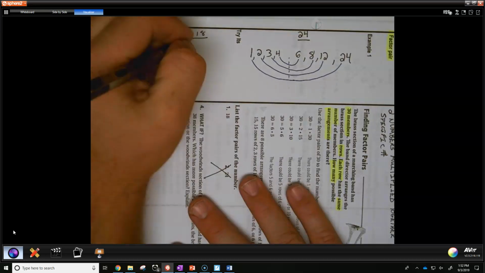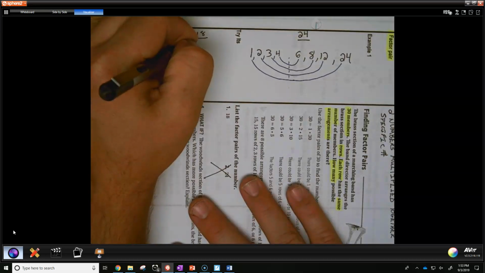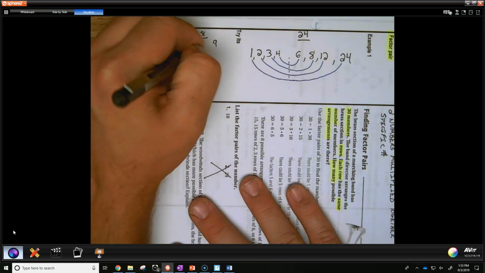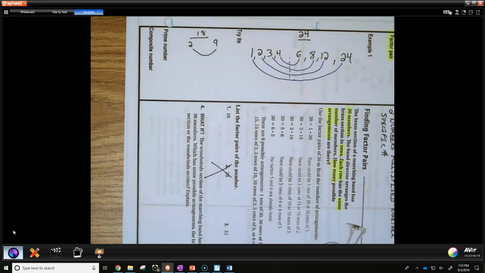8 and 2, 9 and 2. Okay, so you said 9 and 2. Is that all of them? No. That's all I got so far. Nope. That is not all of them.